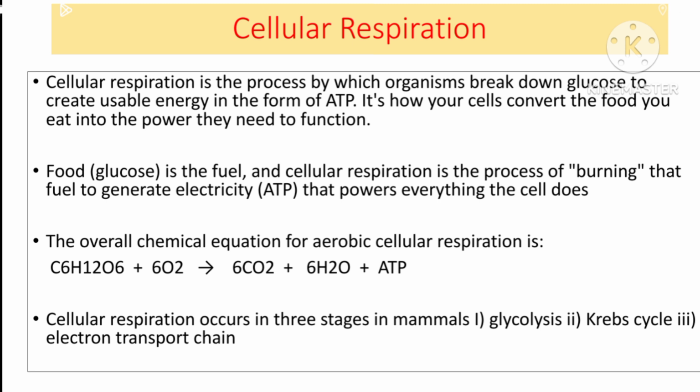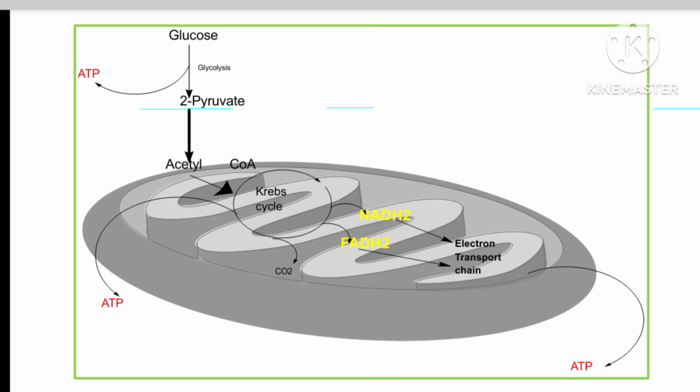Cellular respiration occurs in three stages. First, glycolysis; second, Krebs cycle; and third, electron transport chain. In this diagram, you can see that glucose is converted into pyruvate, which is known as glycolysis. It is a 10-step process, and in this process some of the ATPs are released, and then pyruvate is converted into acetyl CoA, and then further process takes place in mitochondria.